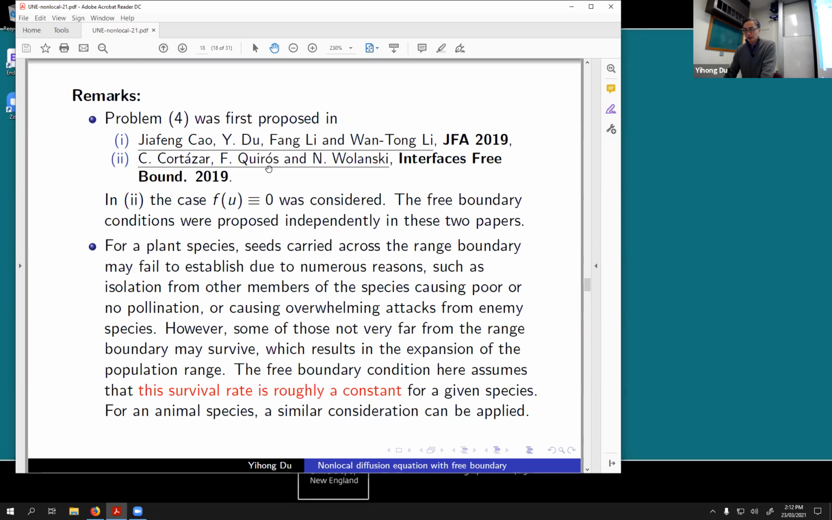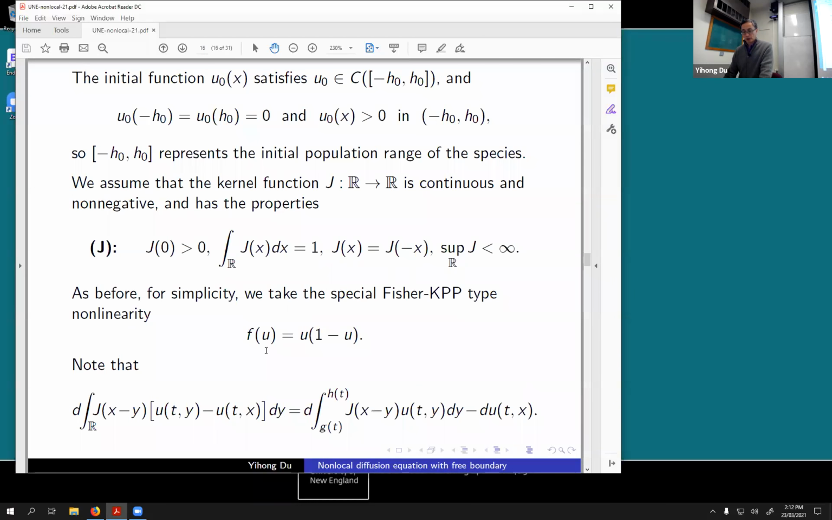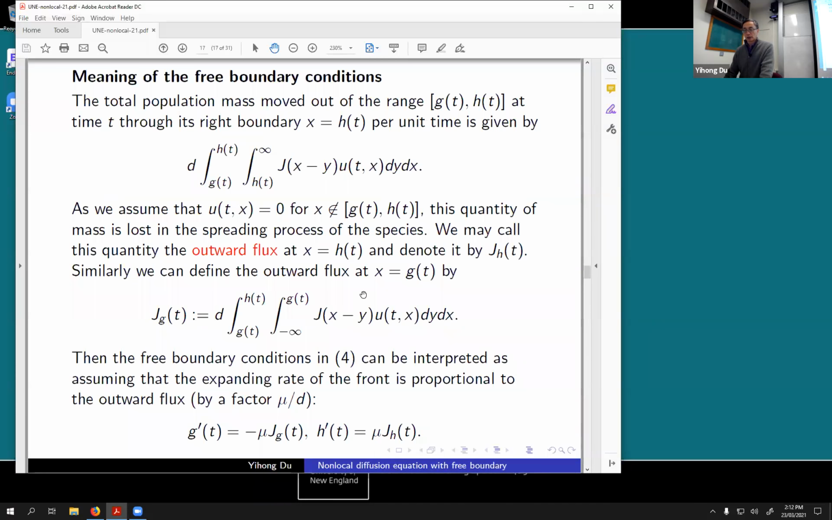We were both looking at the same kind of problem, but they looked at the case where f is identically 0. The free boundary conditions are the same by coincidence, but it's also natural, because you look at the same kind of ecological assumption, so you would derive that. But in their paper, because f is identically 0, the long-term behaviors are very, very different from what we got here. So we have this f, the Fisher nonlinearity.